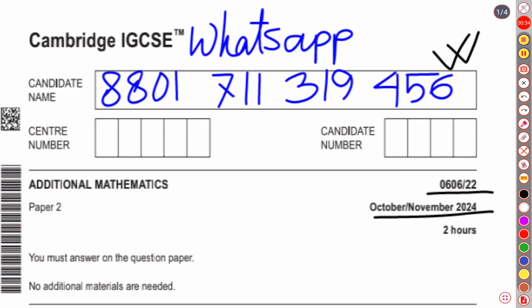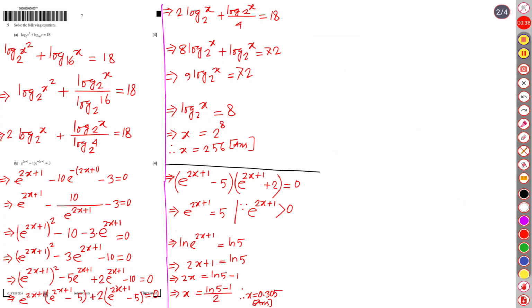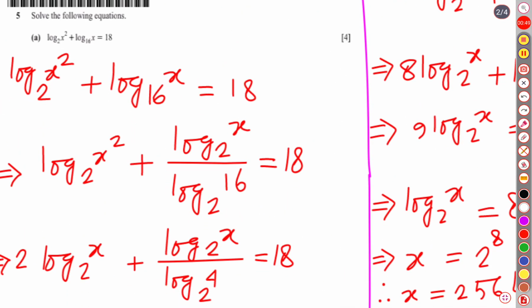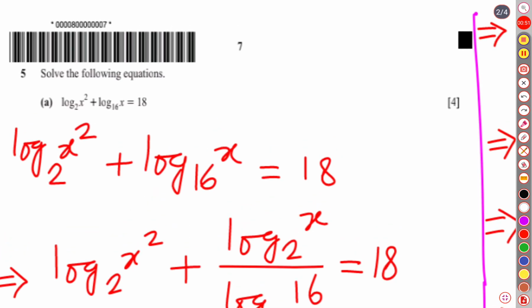Let's see today's question on logarithm. This is question number 5 of the mentioned paper. Let me show you the question, zooming it out. The question is, yes, question number 5: log base 2 of x squared plus log base x of 16 is equal to 18.